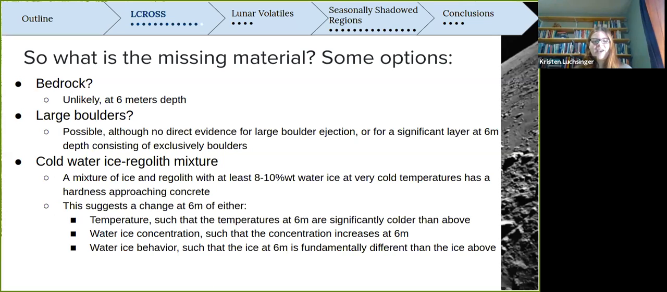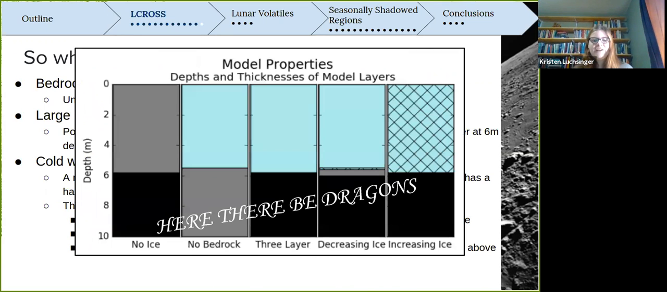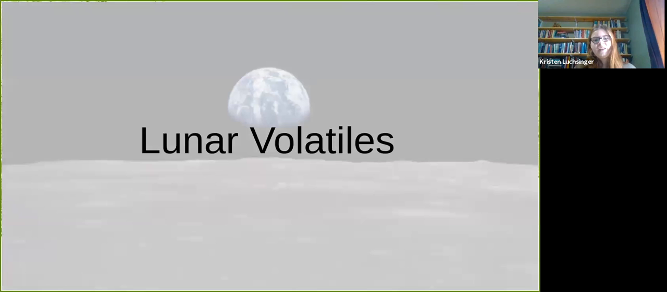I certainly don't have any information as to which one would be more likely, but all I'll leave you with is at about 6 meters of depth under Cabeus crater, it looks like something is different than it had been in the 6 meters of regolith before you hit that missing layer.